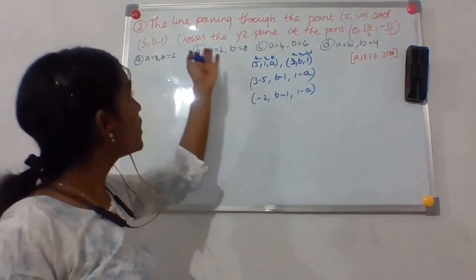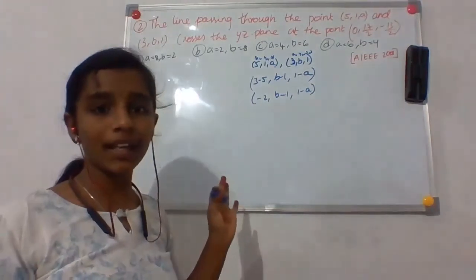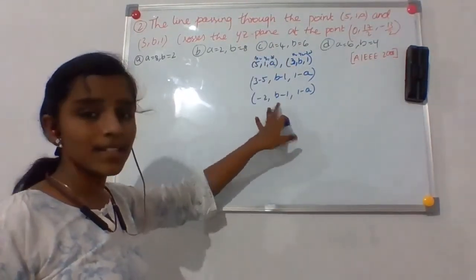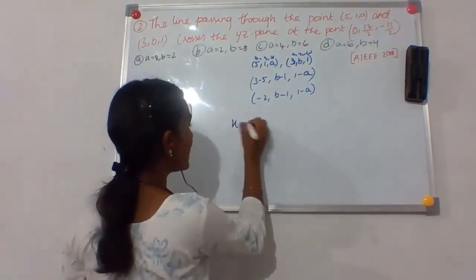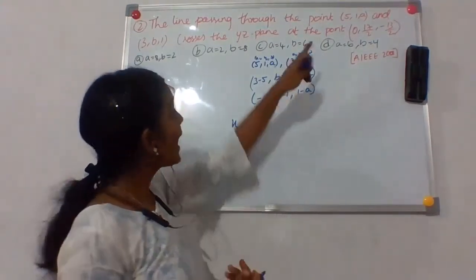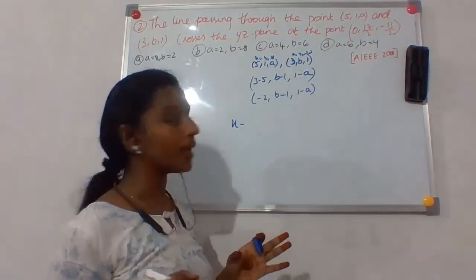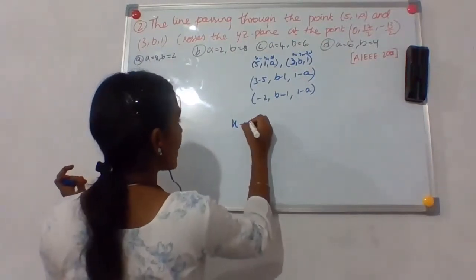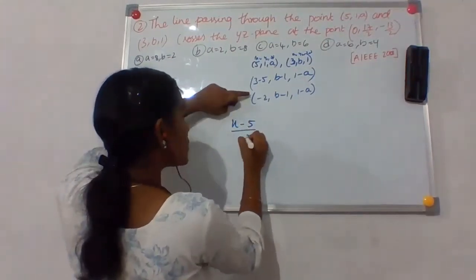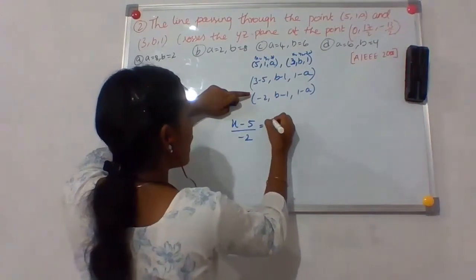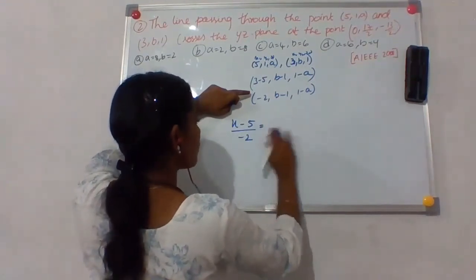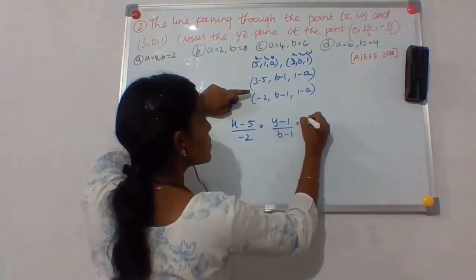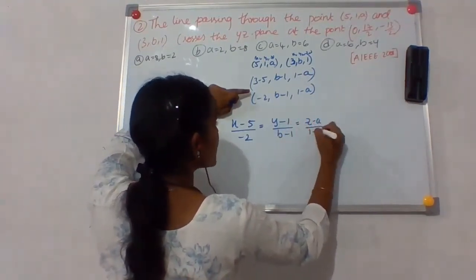And you also can find the equation of the line now. How? Because you have one point and the DRs. So what is the equation of the line? x minus x1. As x1 I have 2 points, I can take any of the points. Let me take 5 comma 1 comma a. Okay, so x minus 5 by minus 2 is equal to y minus 1 by b minus 1 is equal to z minus a by 1 minus a.